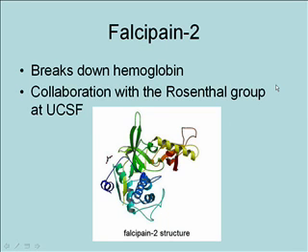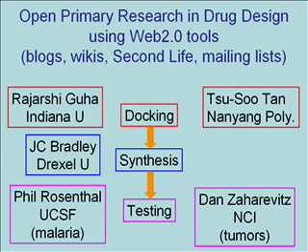Now, recently, we've been very interested in falcipain. This is an enzyme that the malarial parasite uses to break down hemoglobin. It was discovered at the Rosenthal group, University of California, San Francisco, and they've been kind enough to collaborate with us to test our compounds. So I'm very excited by this because we have a way of shipping compounds over there that we make in the lab and finding out if our hypothesis is correct, the way that we've been trying to make them.